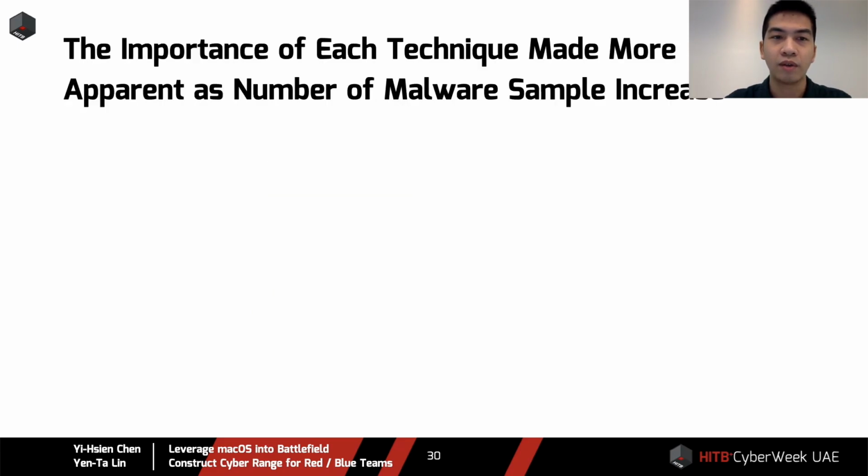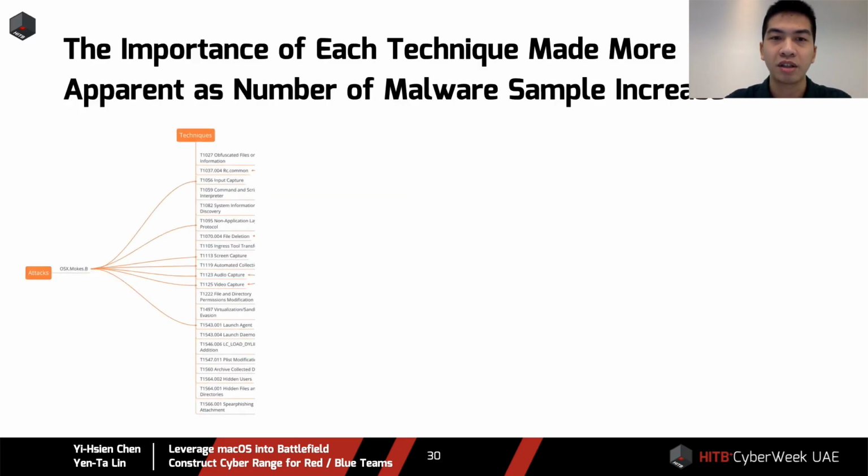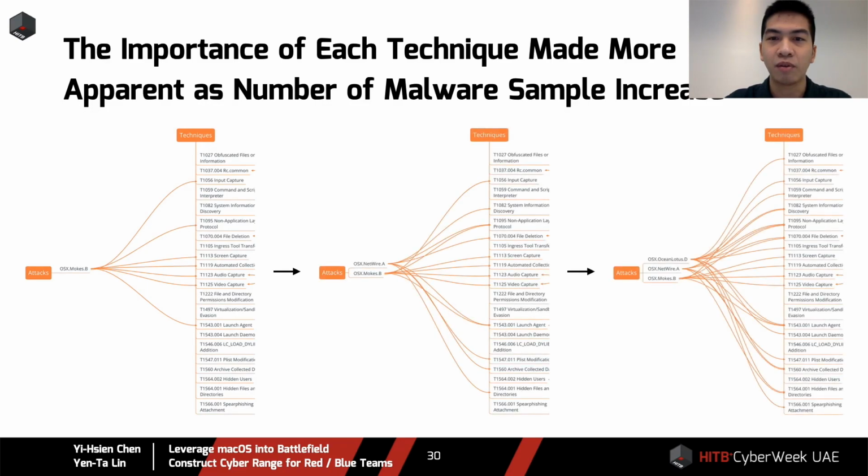Last, with the example below, it is clear to see that as the number of malware samples increase, the importance of each technique can be easily determined by the density of the relationship between the malware and the technique. So, these are the benefits of using the association graph. Next, my partner will talk about constructing a cyber range for the red team.